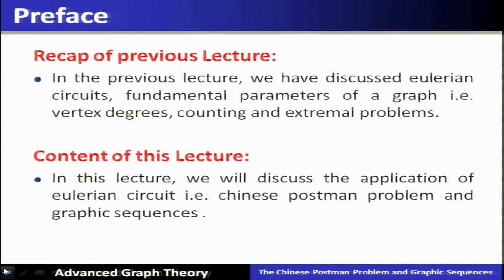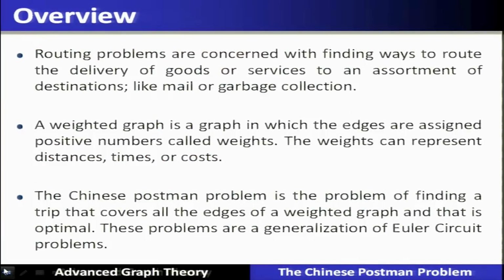Content of this lecture. We will discuss one application of Eulerian circuits, that is the Chinese Postman problem, and then we will discuss graphic sequences of a graph. The Chinese Postman problem deals with the routing problem. Routing problems are concerned with finding ways to route the delivery of goods or services to an assortment of destinations, like mail or garbage collection.